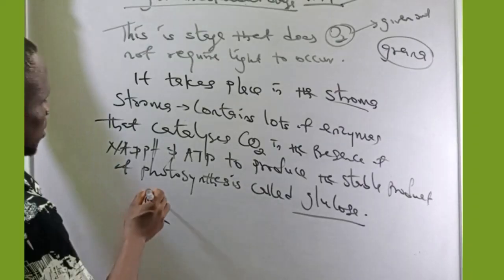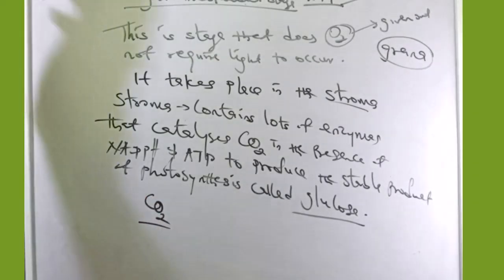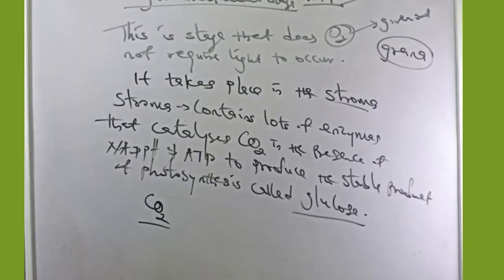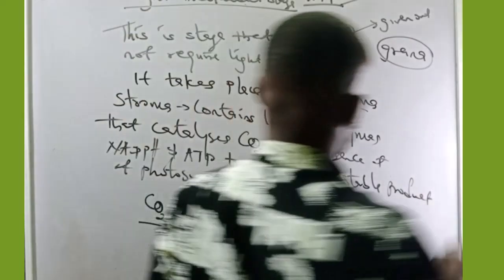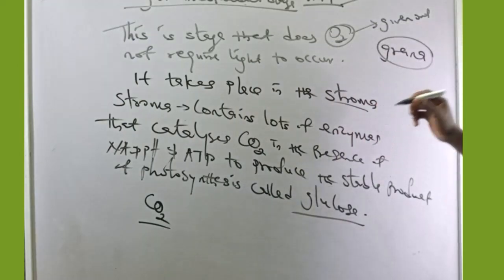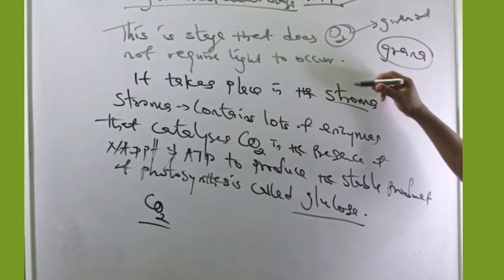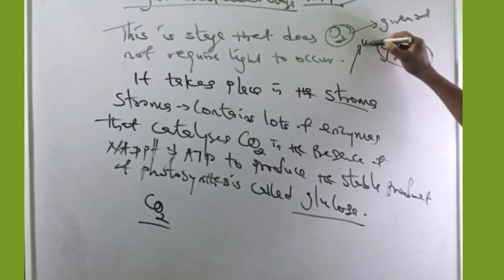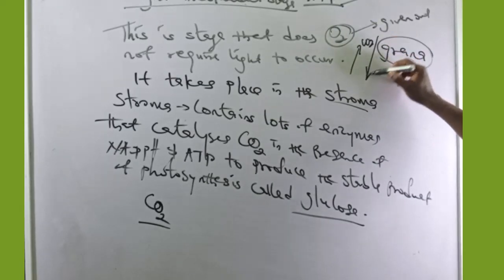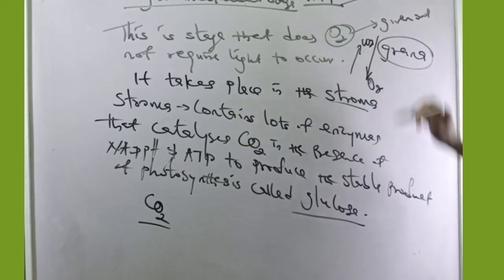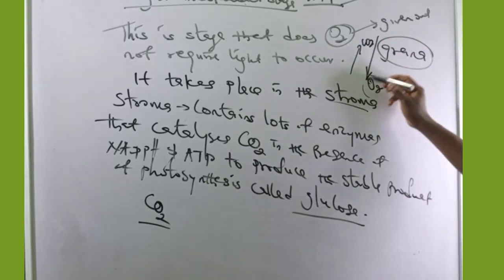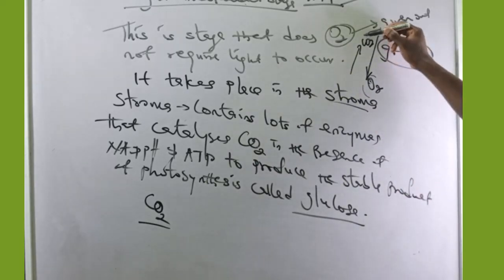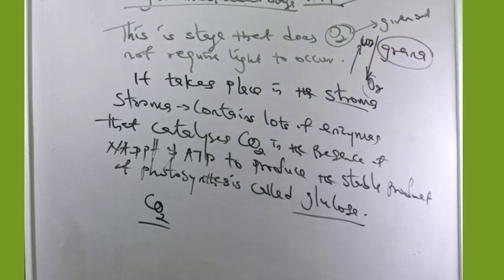CO2. How does the plant get the CO2? The plant gets the CO2 through gaseous exchange. Remember that through the stomata, the plants receive CO2 and remove oxygen, which is produced during photosynthesis. So CO2 is taken in by the plant. I hope you know that.